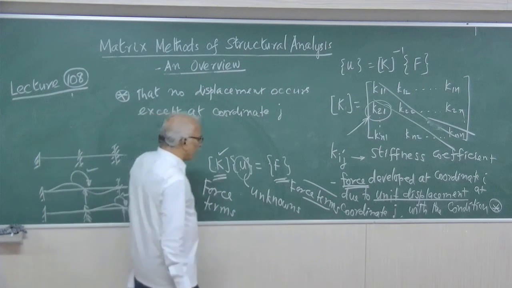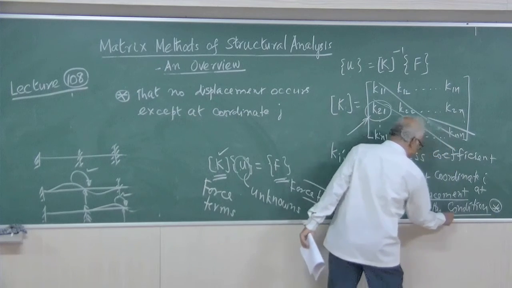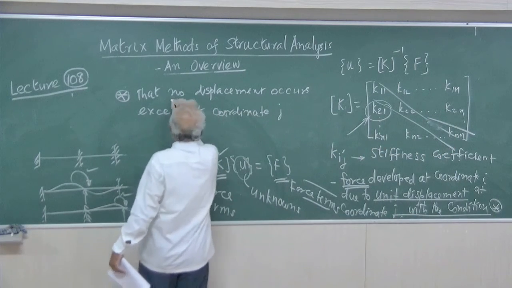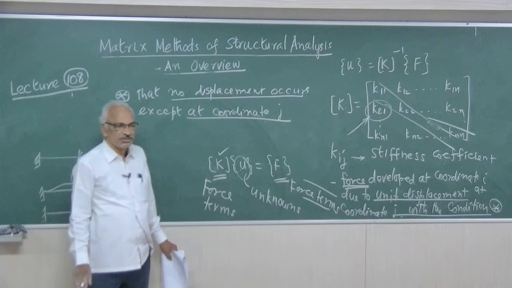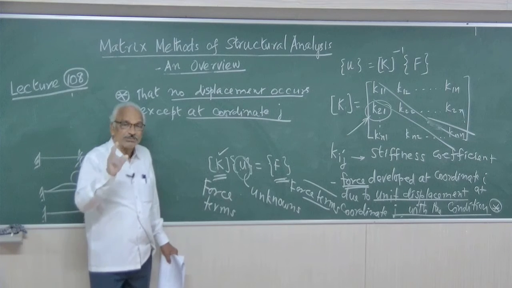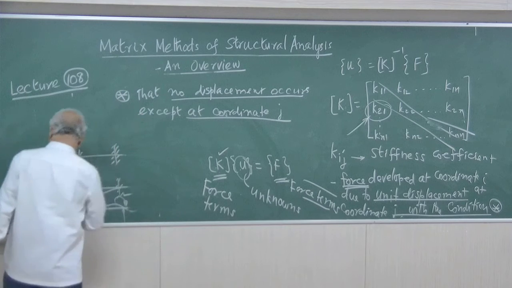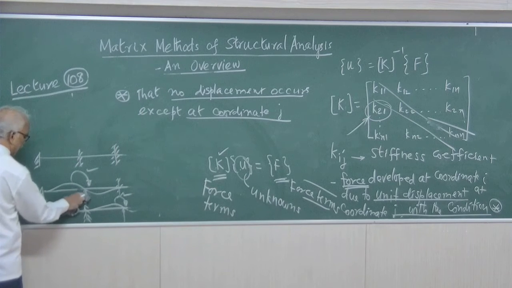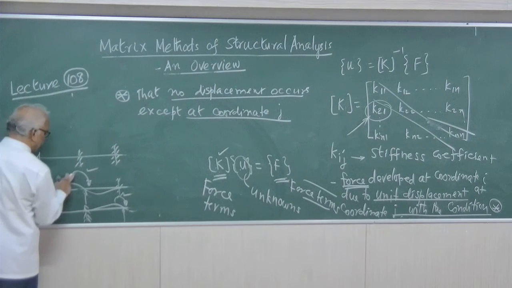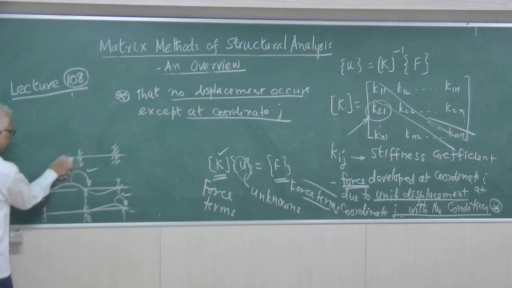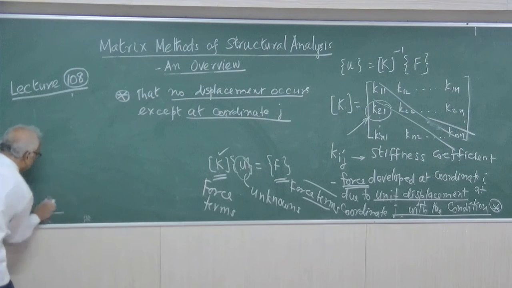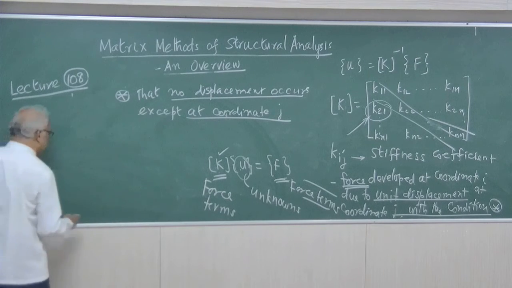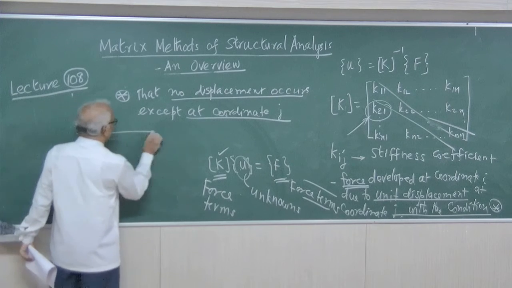With the condition that no displacement occurs. So this is very important. With the condition that no displacement occurs except at coordinate j. That means you have to apply only one displacement at a time. Now I will explain. Here we first allowed the displacement to be only in 1, then we applied displacement in 2 only. So this is what you have to do. That will give you a better definition of the stiffness coefficient. I will just give one more simple example. Suppose you take a cantilever.